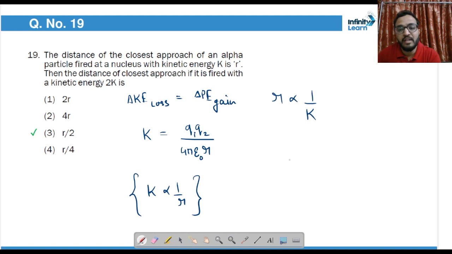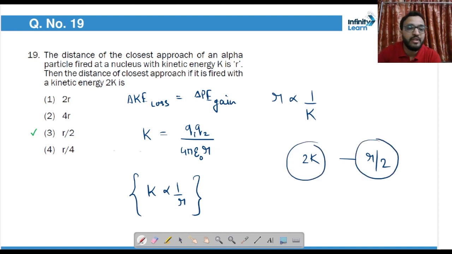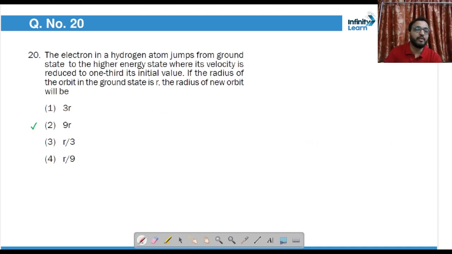So if instead of K you take 2K, then R becomes R by 2, because they are inversely proportional. Do you understand? So the third option is correct. Question number 20.